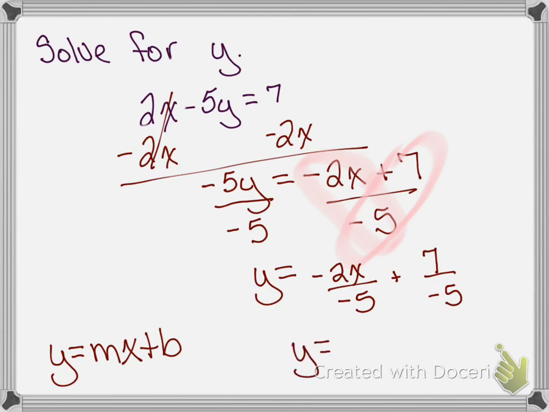Okay? That negative 2 over negative 5, what happens there? They can't cancel out and become positive. They do become positive. So a negative divided by a negative is a positive. So this negative 2x over negative 5 becomes positive 2/5 x. And 7 over negative 5 becomes negative 7/5.